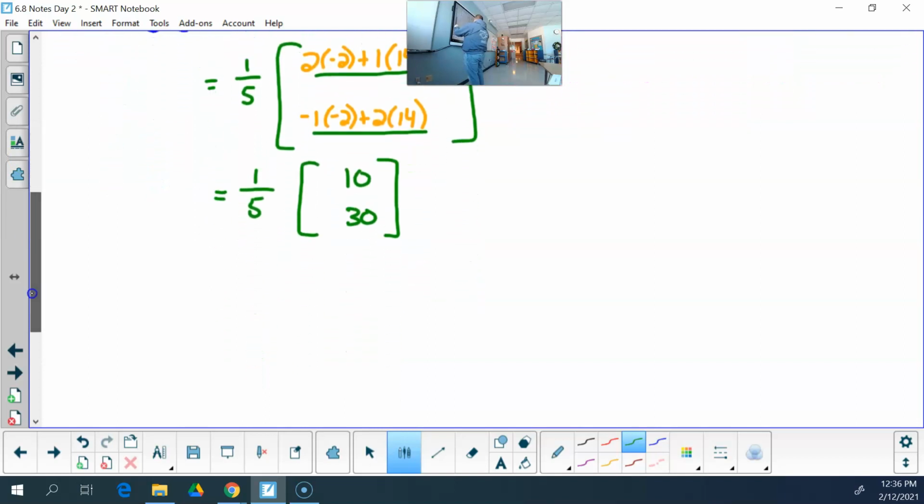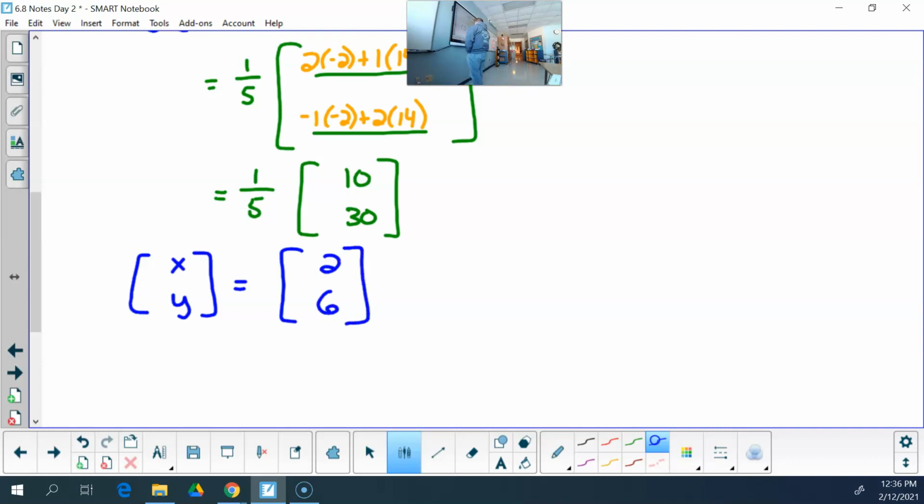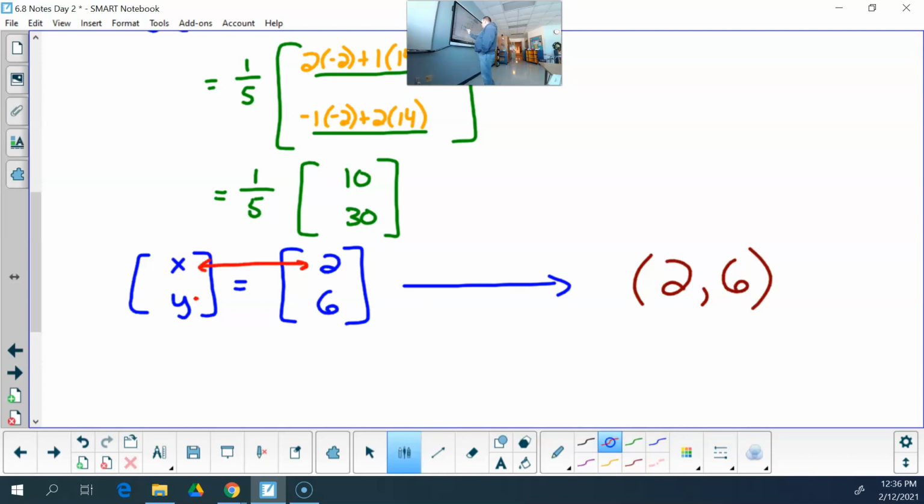Now we can scalar multiply that in, and that would give us the matrix x, y equals 1/5 times 10 is 2, 1/5 times 30 is 6. So that tells us that our potential solution is the point 2, 6, because x would be 2 and y would be 6.